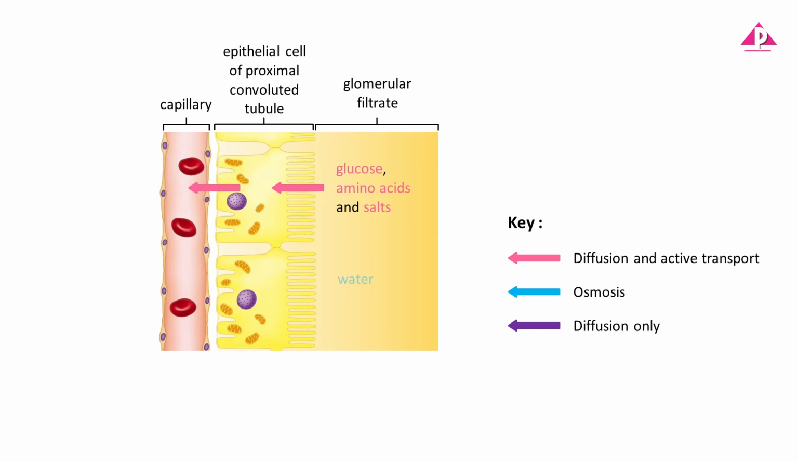Thus, water in the filtrate moves into the blood by osmosis. Due to the large amount of water reabsorbed from the filtrate, the urea concentration in the filtrate increases. About 50% of urea in the filtrate returns to the blood by diffusion.